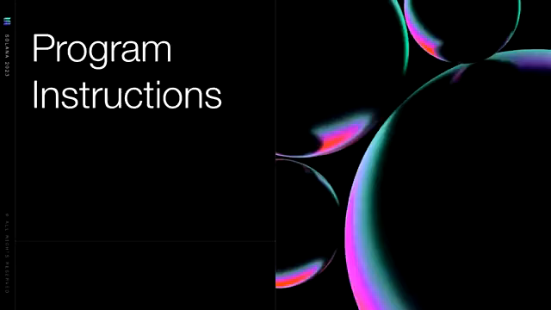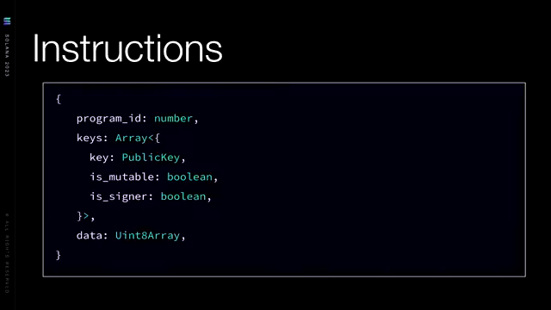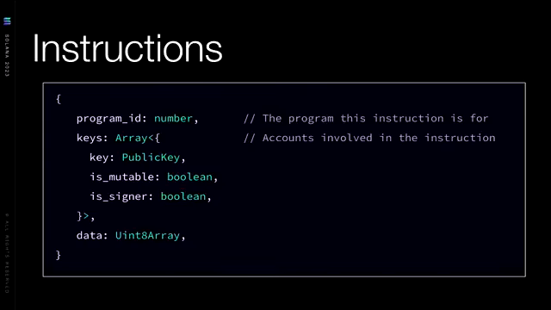Now we're going to talk about some of the specifics about Solana program instructions. So you can see the raw form of an instruction here, where you have the program ID of the program that's actually executing the instruction. Then you have an array of keys, and these are all the accounts that are actually involved with executing a particular instruction.